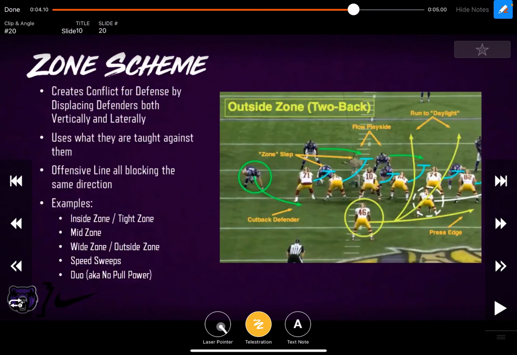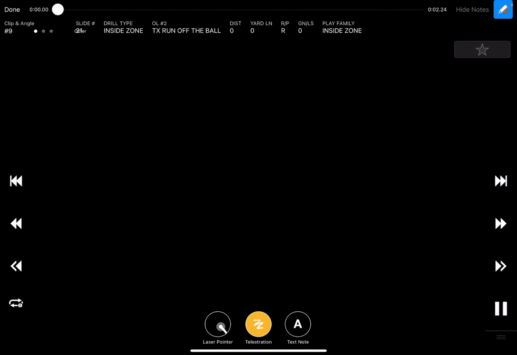And there's also duo. I'm sure some people would argue with me about this, but duo is essentially, at the end of the day, a zone scheme, because all the offensive linemen are moving the same direction. All of them are gap responsible, and we saw a clip of that earlier. But that's what that is. All right, so let's move on to take a couple of looks at it here.